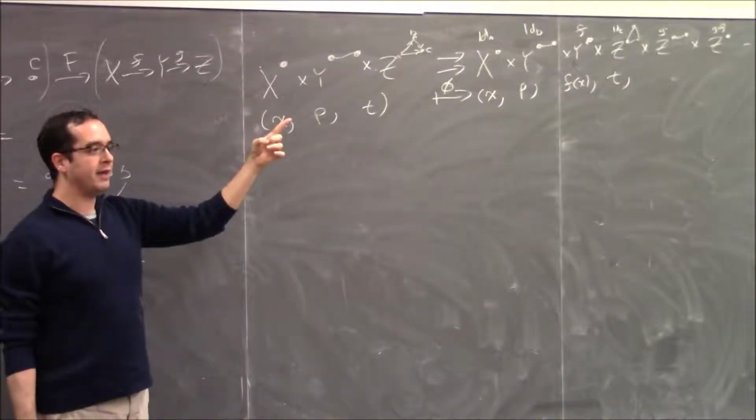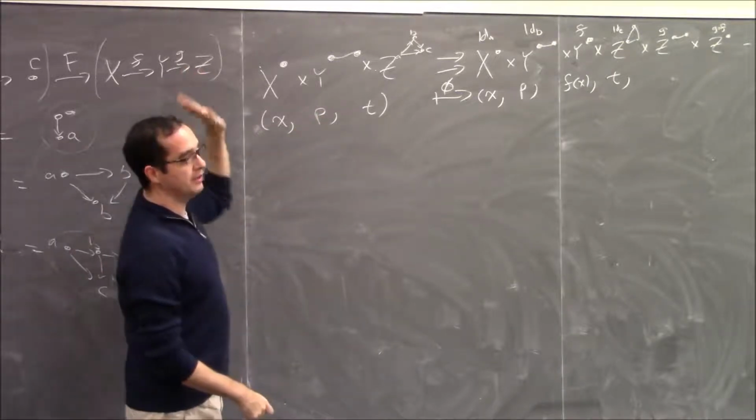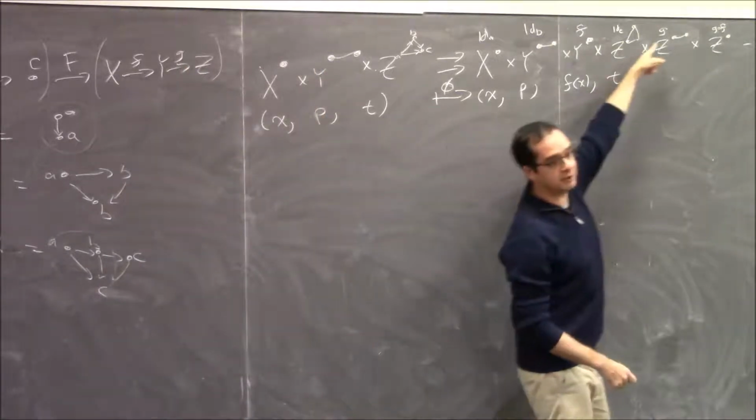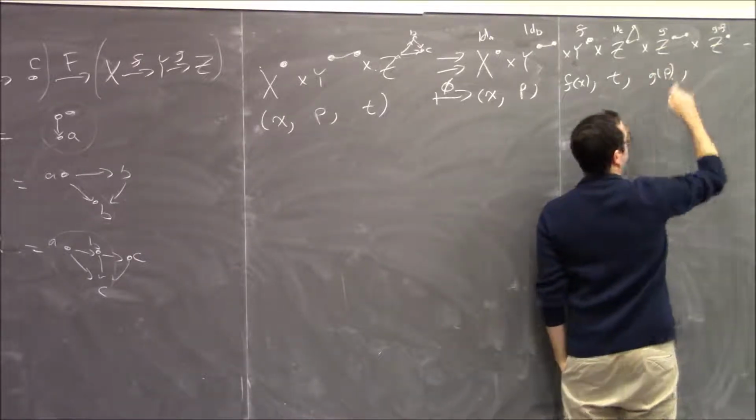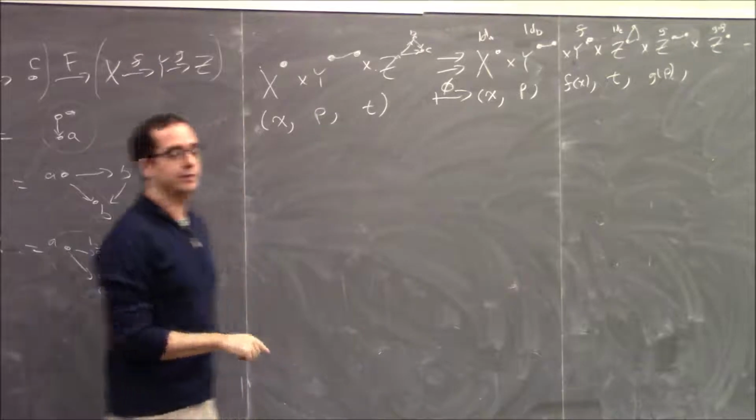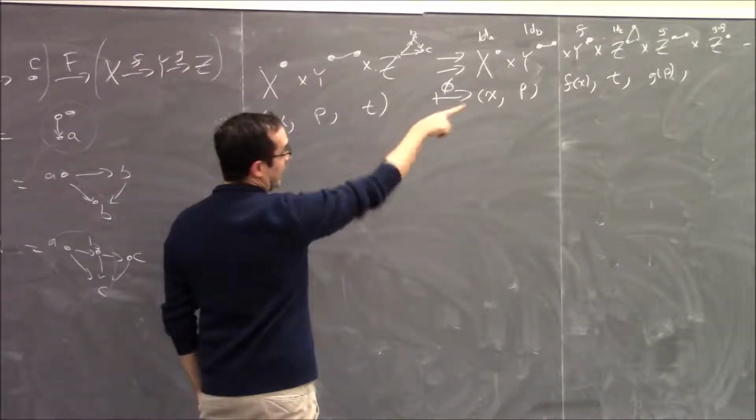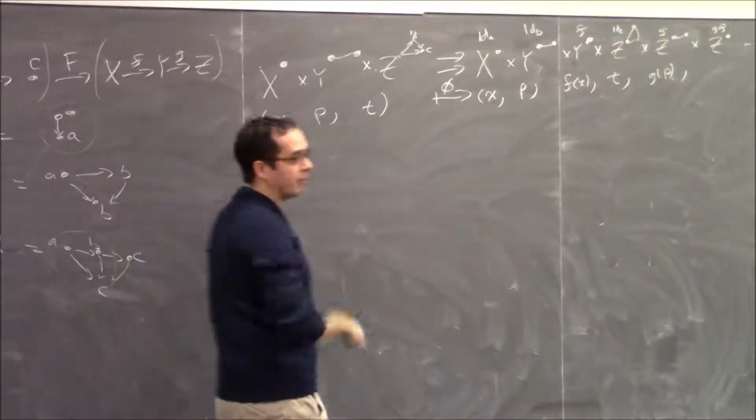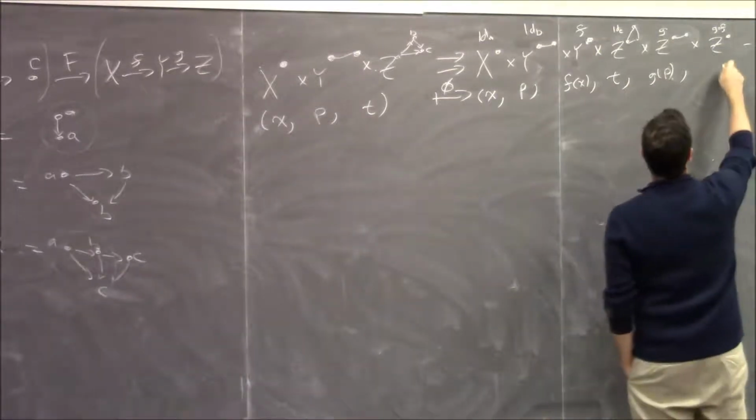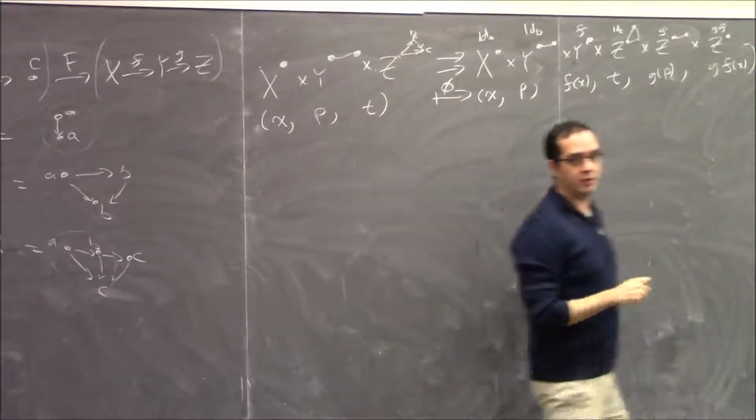Now I want to get a path in Z. Well, I have a path in Y, and I have a map G. Wait, it's indexed by the G. So I can take composition. And then I want to get a point in Z. Well, I have a map from X to Z, and I have a point in X.